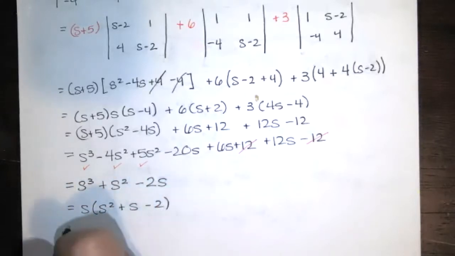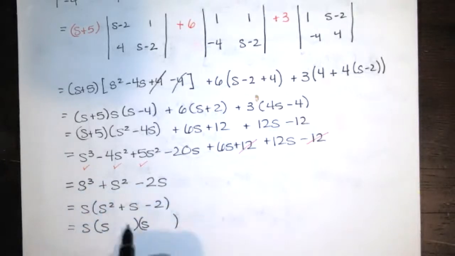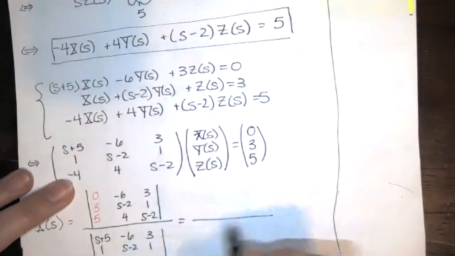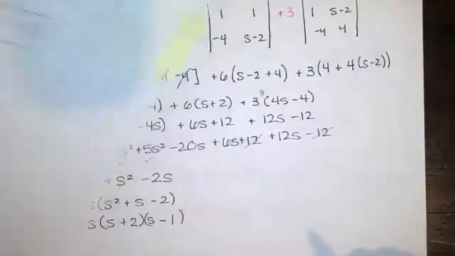And this factors in this way. It's going to be s plus a constant times s plus a different constant. I need two numbers that multiply to give me -2 that add to 1. If there's a +2 there and a -1 there, it'll work. So I'll have 2s minus 1s is a positive 1s, and 2 times -1 is -2. So that's my denominator. So s times s plus 2 times s minus 1.